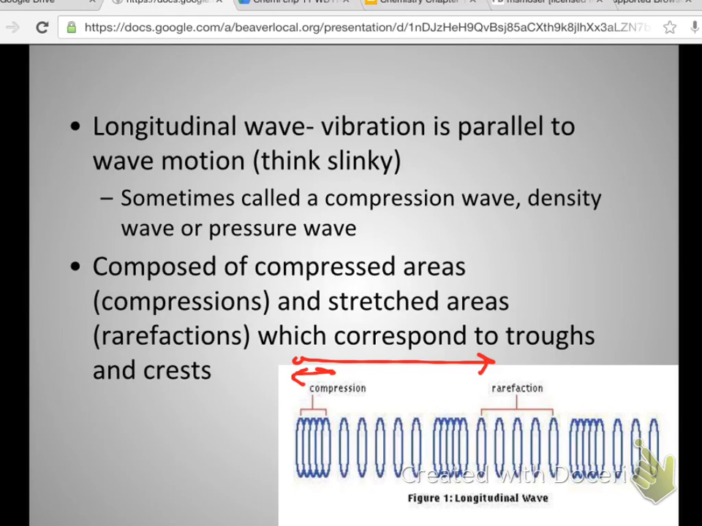This is a slinky. This is a slinky wave. And many people actually think of them as slinky waves. So instead of crests and troughs here, we have compressions and rarefactions.